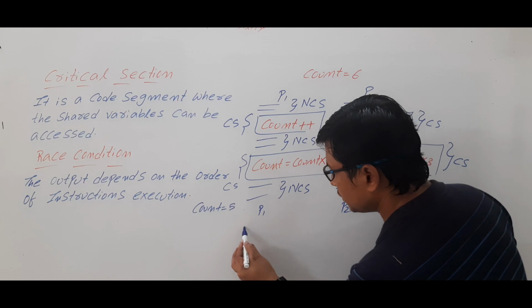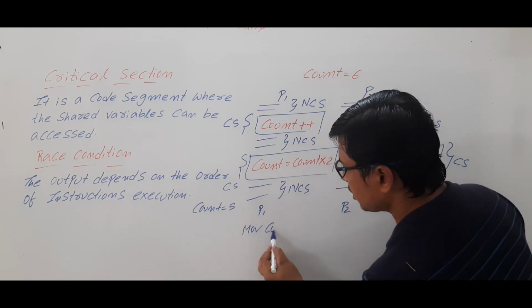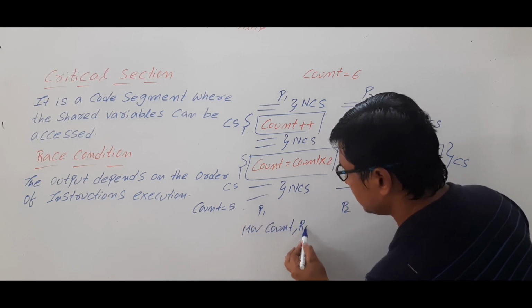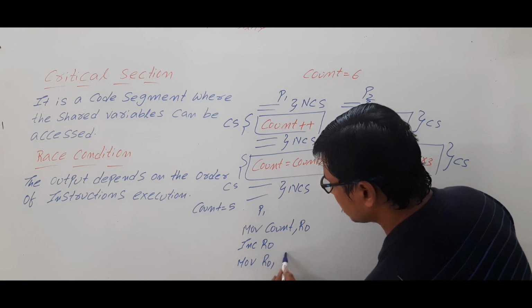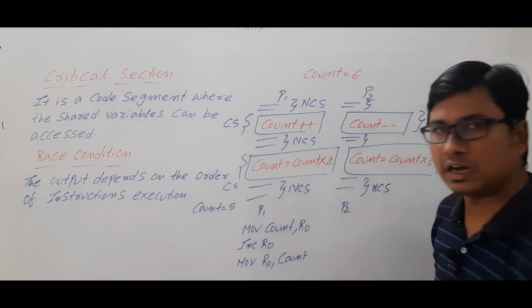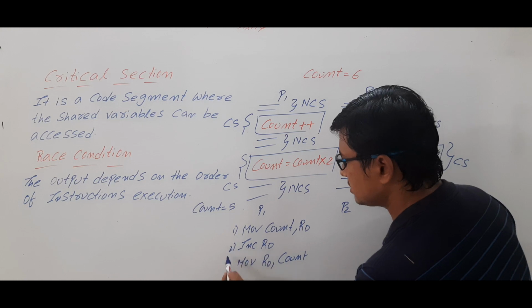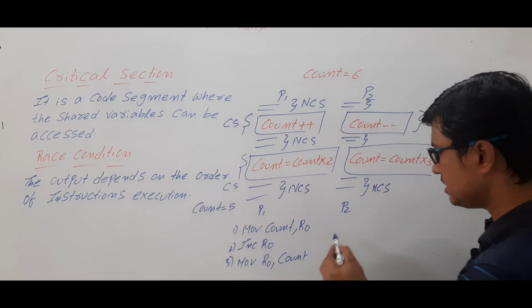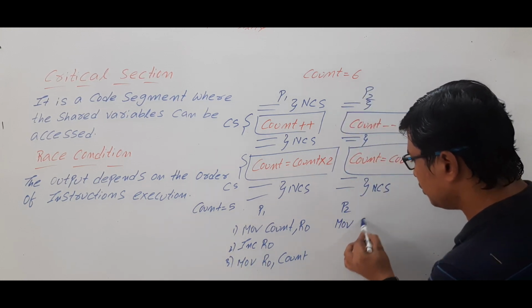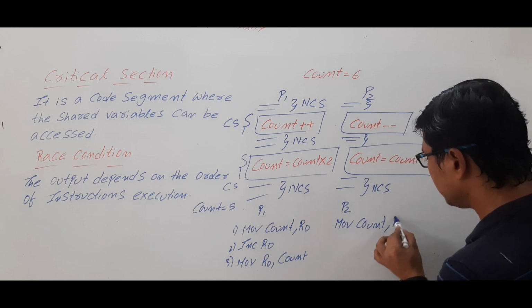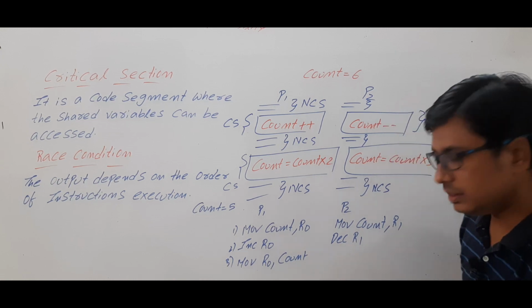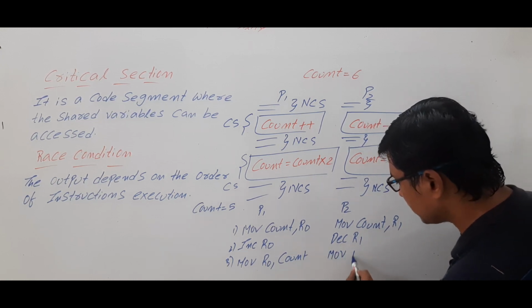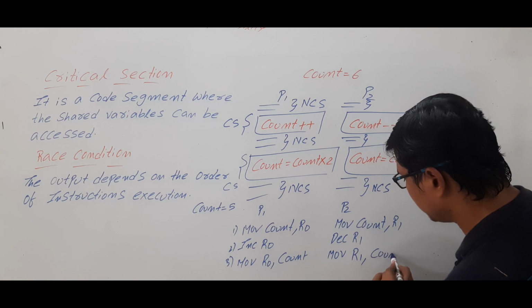In process P1 you have the instructions move count comma R0, and then you have increment R0, and then move R0 back to count. So this is instruction 1, this is instruction 2, this is instruction 3. Similarly, in the process P2 you write move count comma R1, then you have decrement R1, then you are moving back whatever value is in R1 to the count variable.